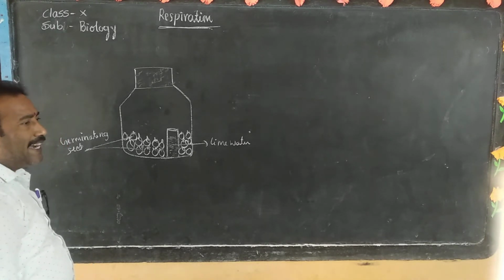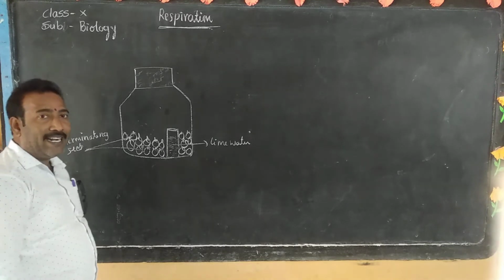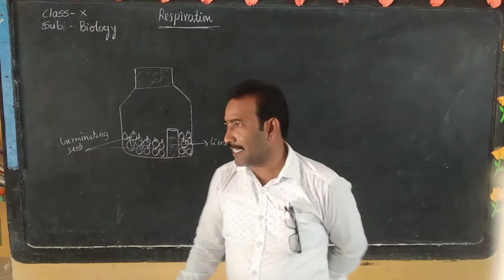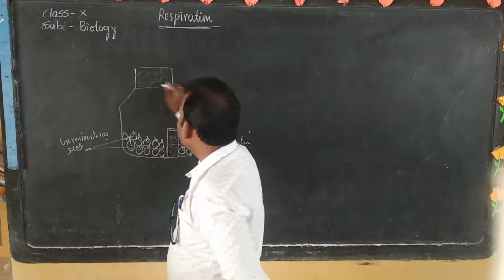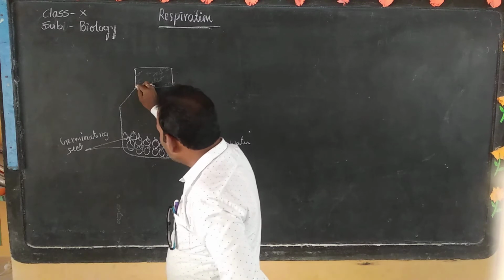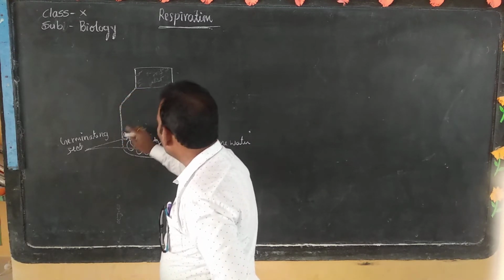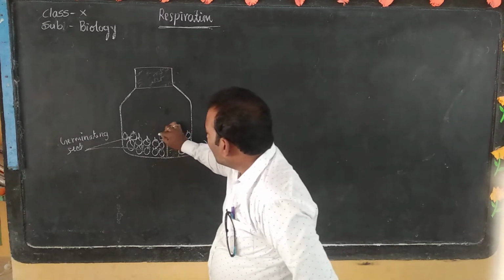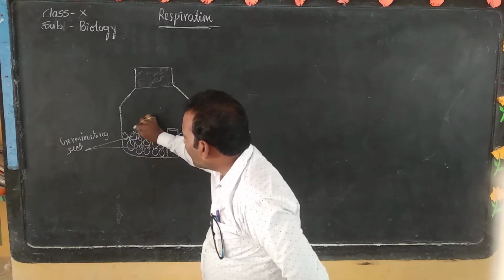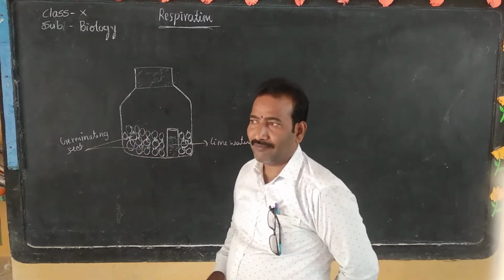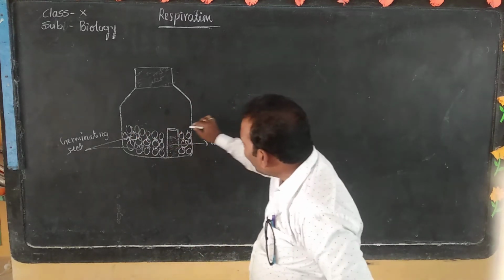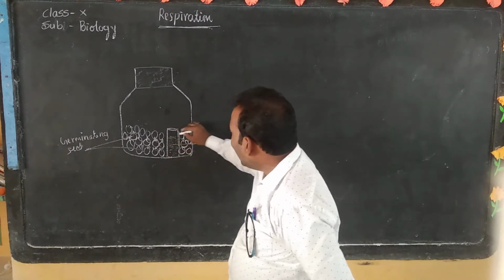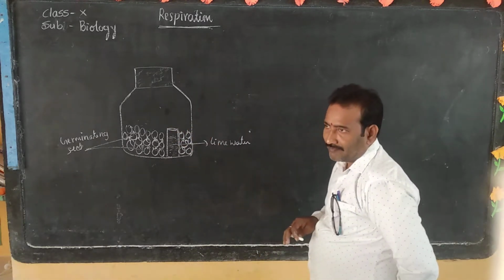How do you demonstrate that carbon dioxide is released during the process of respiration? For this, first take one wide mouthed glass bottle. Then keep the germinating seeds of either moong or Bengal gram. Then we can take one glass beaker and pour the lime water into the beaker.